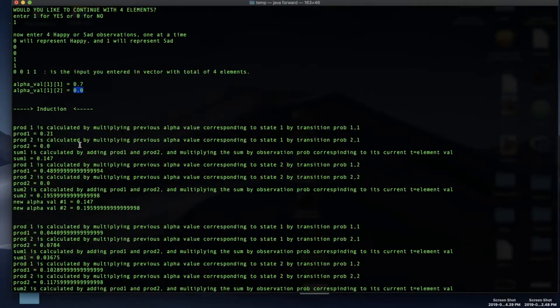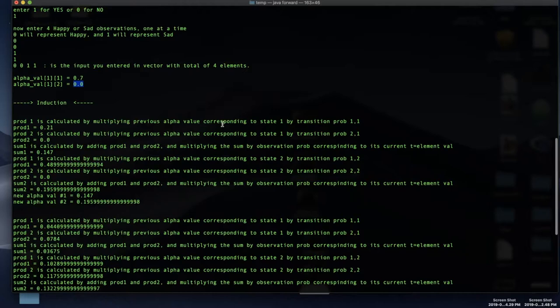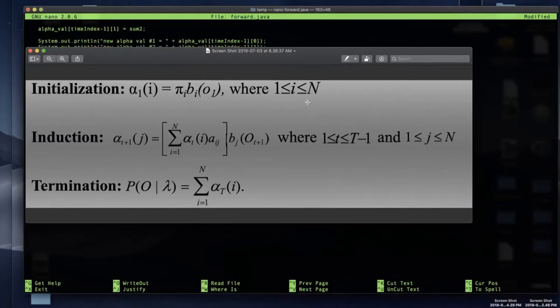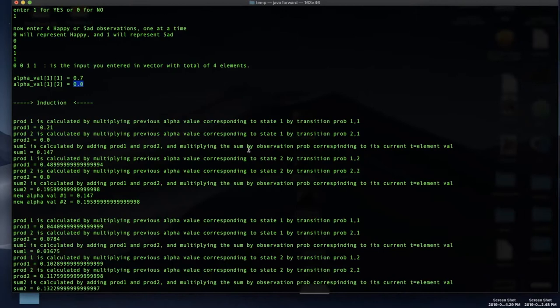So prod 1 is calculated by multiplying the previous alpha value corresponding to state 1 by the transition probability. Remember we said the computation relied on the previous alpha value of that state times the transition probability, and then you can have another alpha value times that transition probability, add those two products up, and multiply by the observation probability given the observation element. Multiplying the sum by the observation probability corresponding to its current t element gives you this value. So sum 1 and sum 2 are going to be the new alpha values.